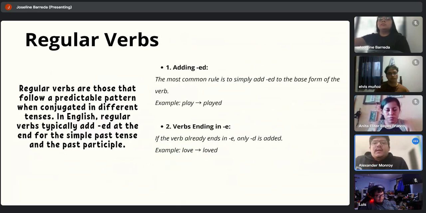The regular verbs are those that follow a predictable pattern when conjugated in different tenses. In English, regular verbs typically add -ed at the end for the simple past tense and the past participle. We have four rules for adding -ed. The most common rule is to simply add -ed to the base form of the verb. Example: play, played. And the other is verbs ending in e. If the verb already ends in e, only d is added. Example: love, loved.